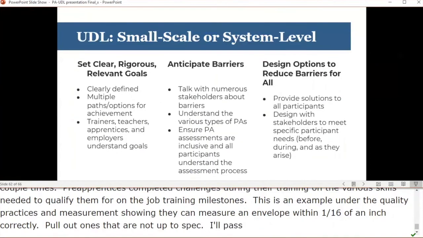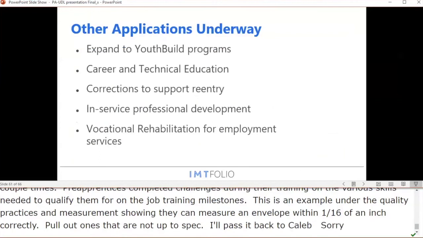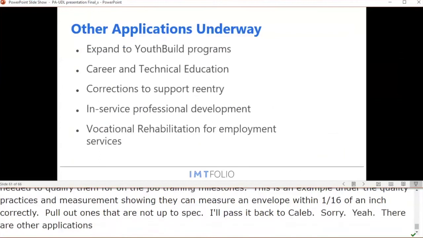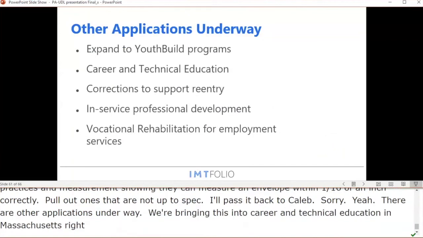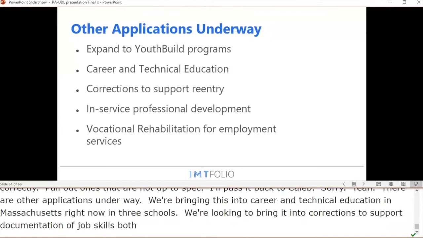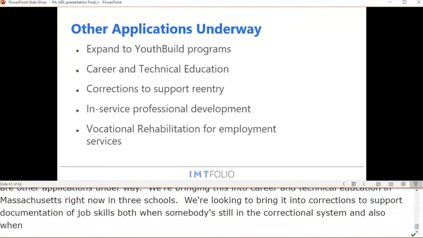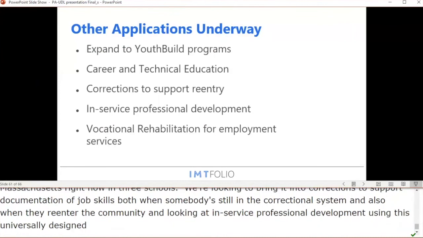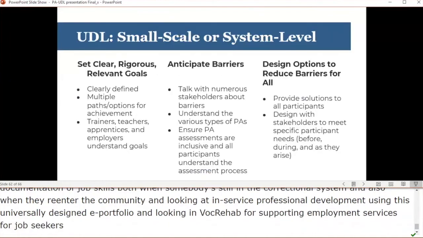Oh, sorry, yeah, go back. Just, there are other applications underway. We're bringing this into career and technical education in Massachusetts right now, in 3 schools. We're looking to bring it into corrections to support documentation of job skills, both when somebody is still in the correctional system and also when they re-enter the community, and looking at in-service professional development using this universally designed e-portfolio, and then also looking in voc rehab for supporting employment services for job seekers. Pass it back to you, Caleb.